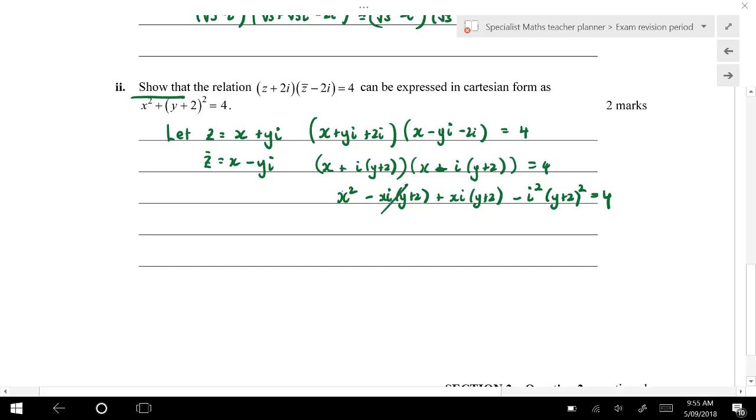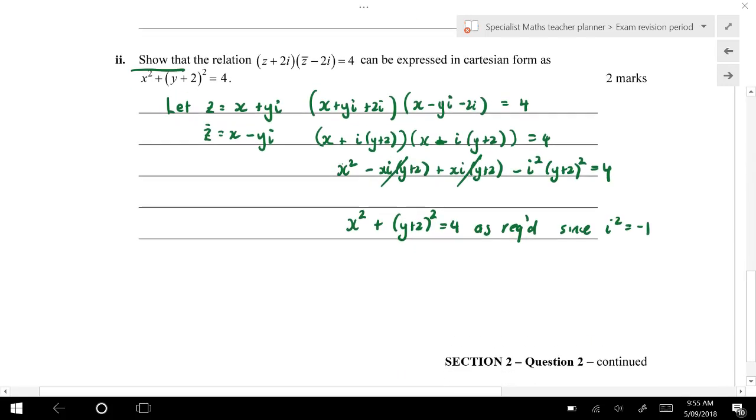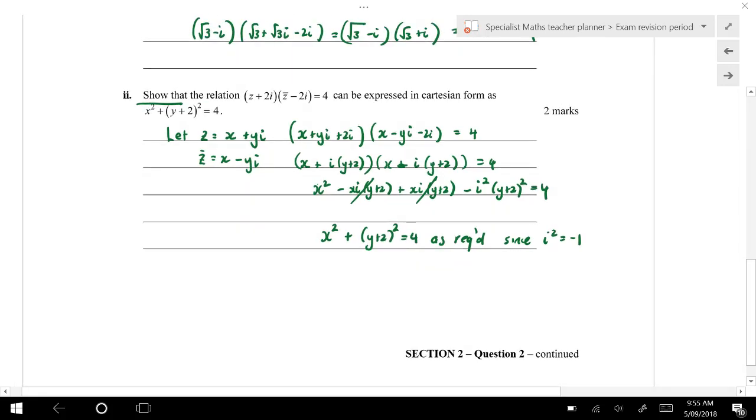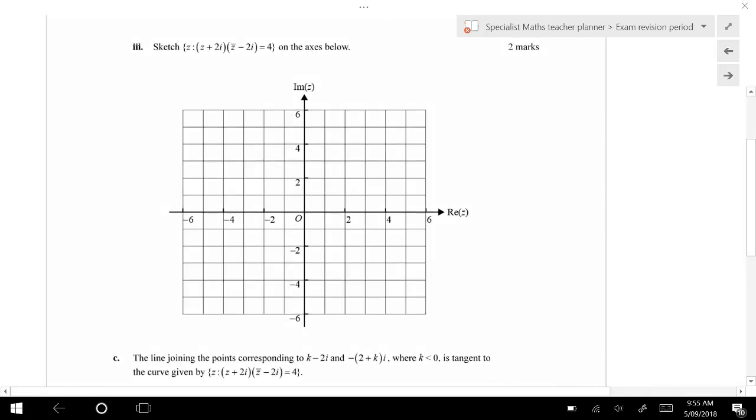Now, of course, you can then go like that. Examiners can see quite clearly what you've done. i squared is -1. So therefore, we have x squared plus (y plus 2) all squared is equal to 4, as required. You can even say since i squared is equal to -1, but I don't think you would need to do that, because you've been very clear. Now look, we've been asked to show that for a reason, because we're going to need it for later. That's how these things work. So remember that if you're stuck on these things, think about what you've just done.